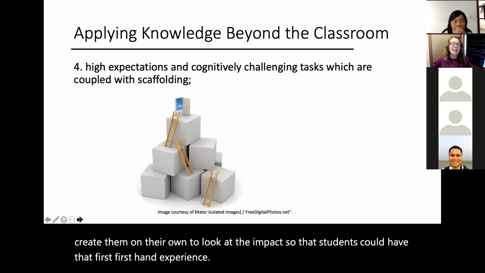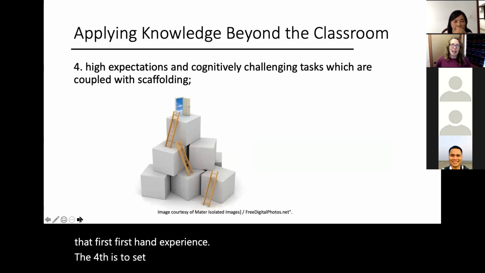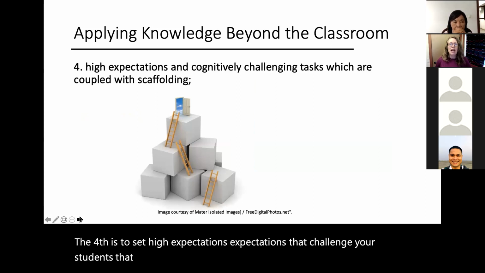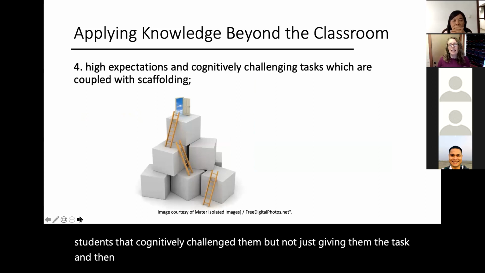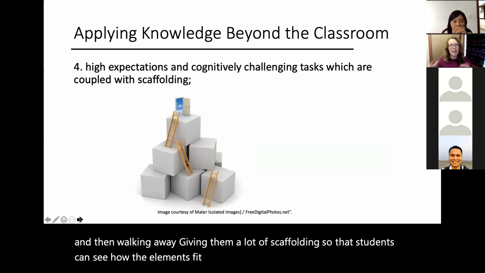The fourth is to set high expectations that challenge your students, that cognitively challenge them, but not just giving them the task and then walking away, giving them a lot of scaffolding so that students can see how the elements fit together to build the entire house.